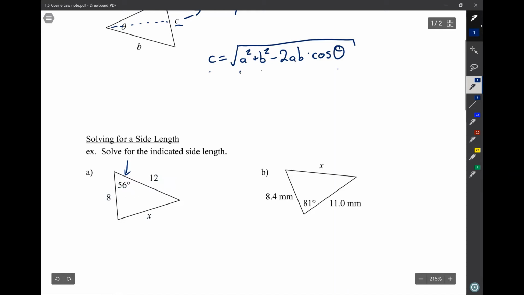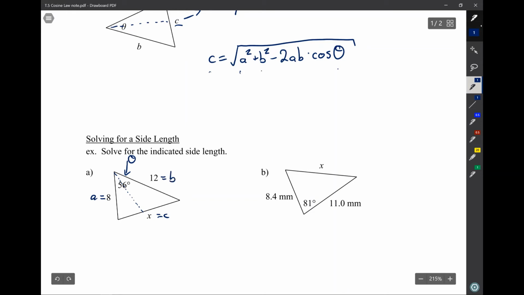So let's jump in with our cosine law. This would be angle theta. We always go opposite that in order to find our side C. And then the other two we can label however we wish. I could have A and B as my side lengths, or I could have B and A.